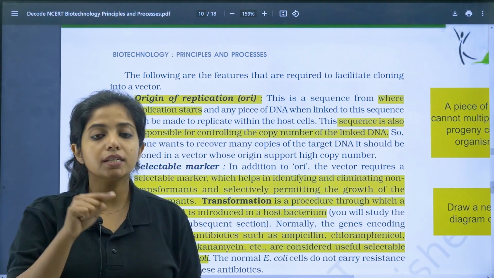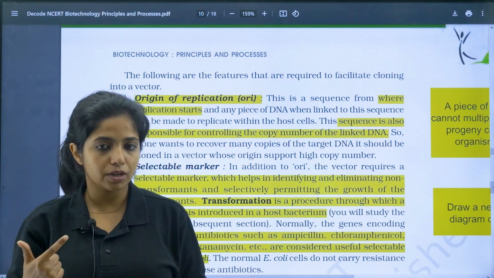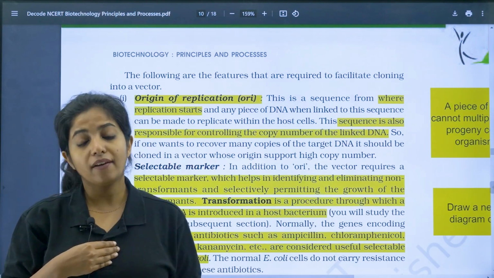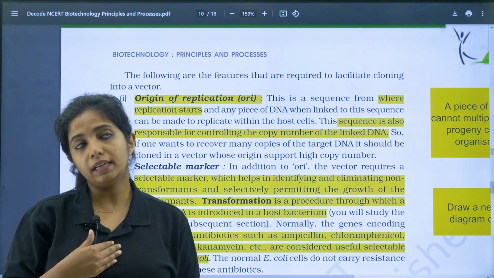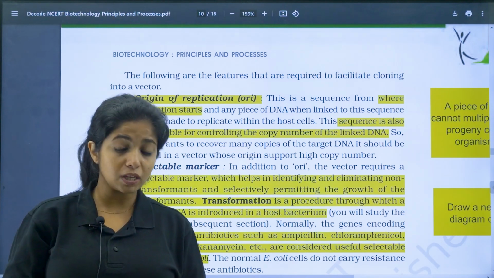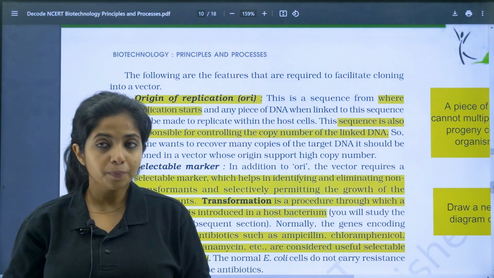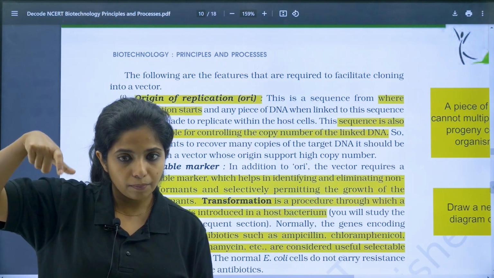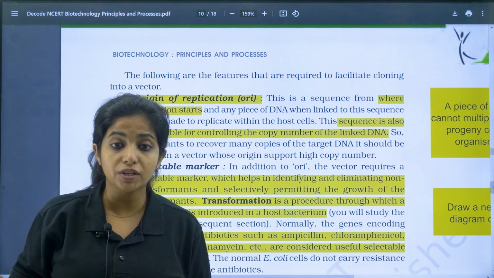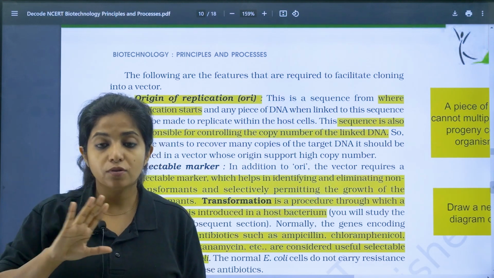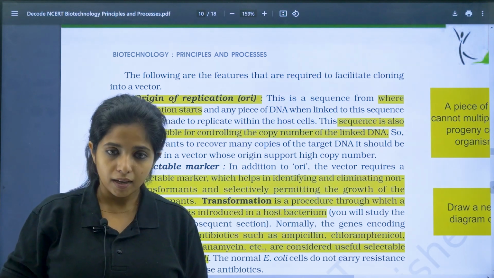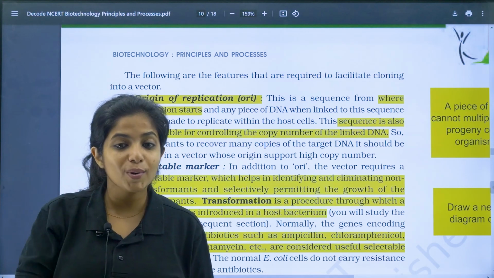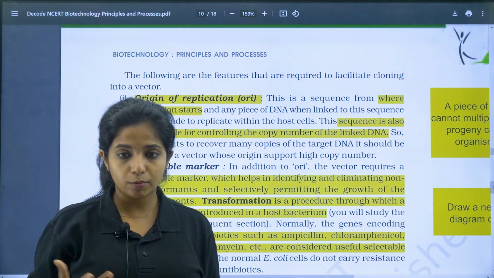Selectable markers usually come in the form of antibiotic resistance. For example, I am an Escherichia coli, I have a plasmid that has resistance for ampicillin as well as tetracycline. Now the gene of interest is put in my tetracycline resistant area. So now I am no more resistant to tetracycline, my dear children. That means I am transformed. I am the one that has undergone the process of transformation.